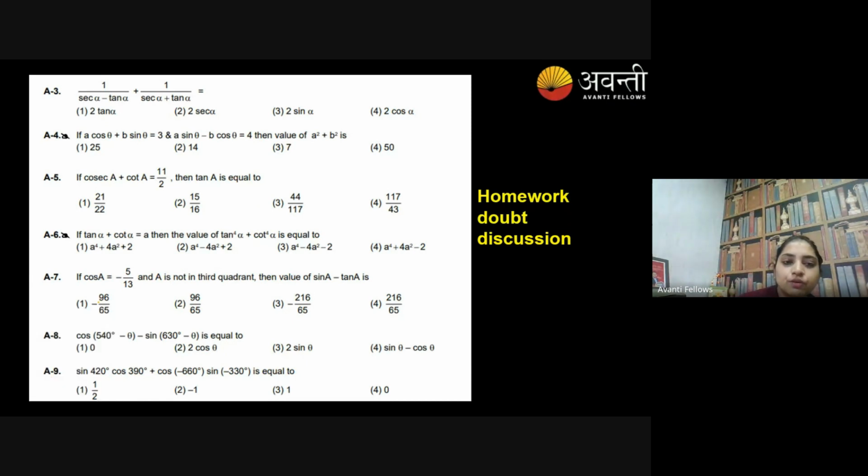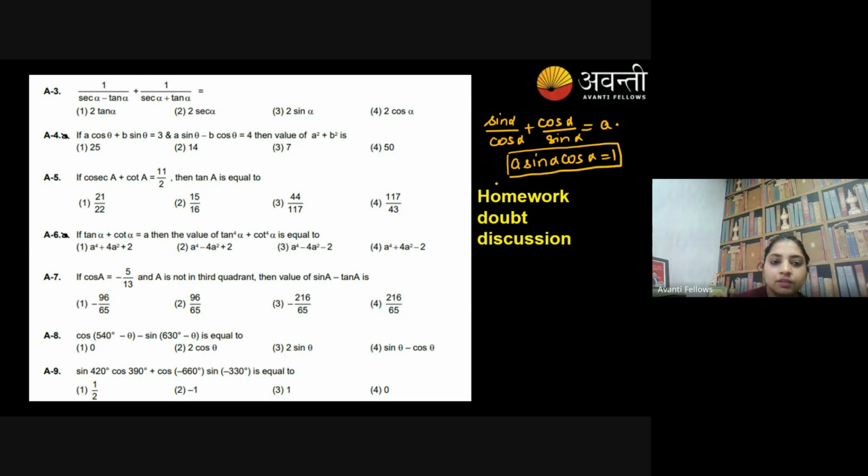Harini, if you face difficulty in A6, just see what you can see in the A6. A6 looks like you can write it as sine alpha upon cos alpha plus cos alpha upon sine alpha, right, dear? That must be equal to a. It means a sine alpha cos alpha is equal to 1. Do you agree or not? Yes, ma'am. Now I need to find tan raised to power 4 alpha plus cot raised to power 4 alpha, right, dear?